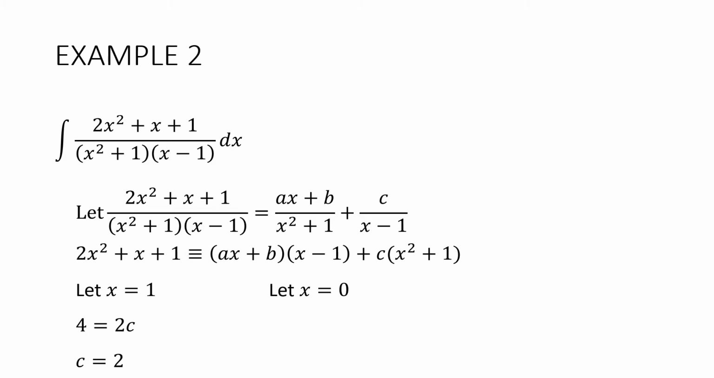Now let's put x equals 0 in, because that will wipe this one out. So we get 1 on this side, and I've got negative b here, and I've got plus c. And of course c is equal to 2. And so tidying that up, I get b is equal to 1.